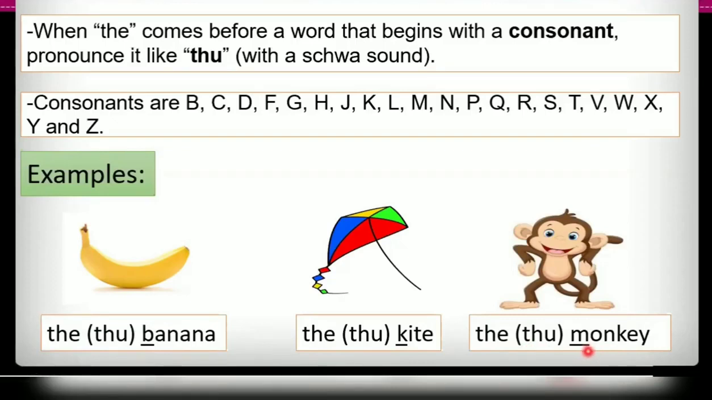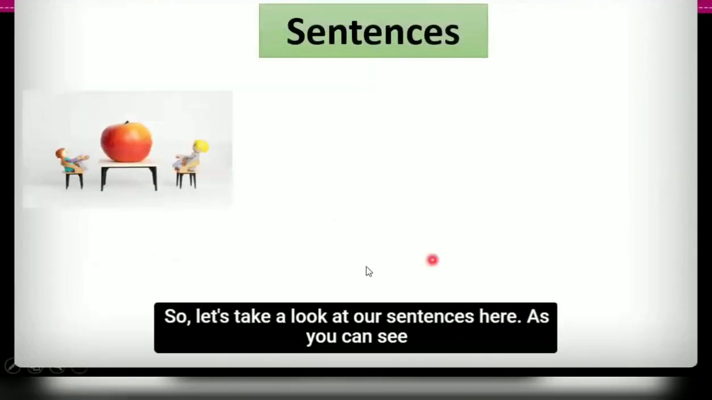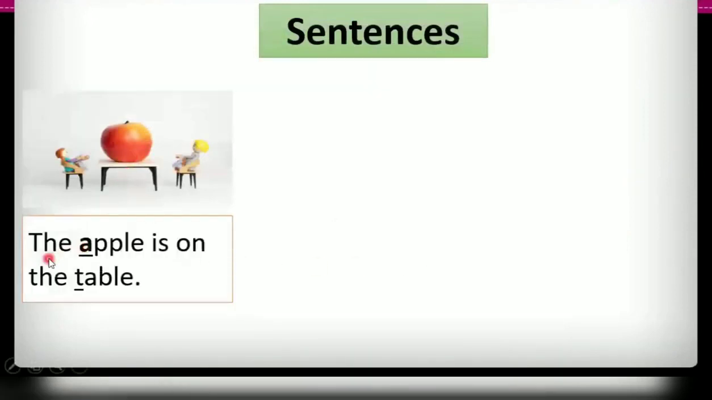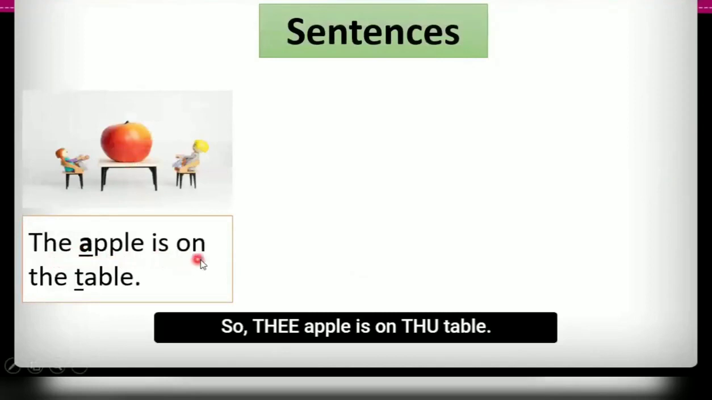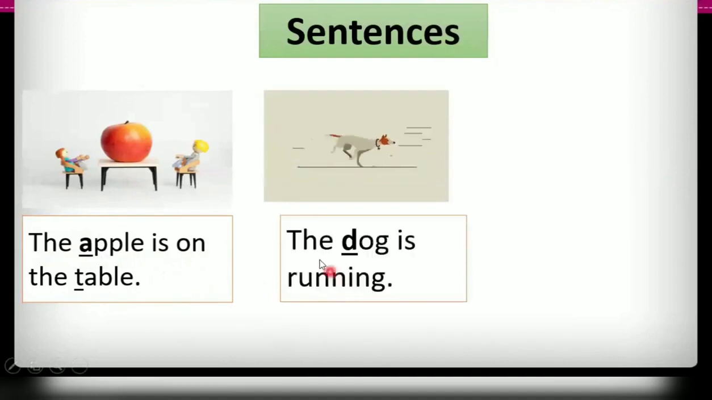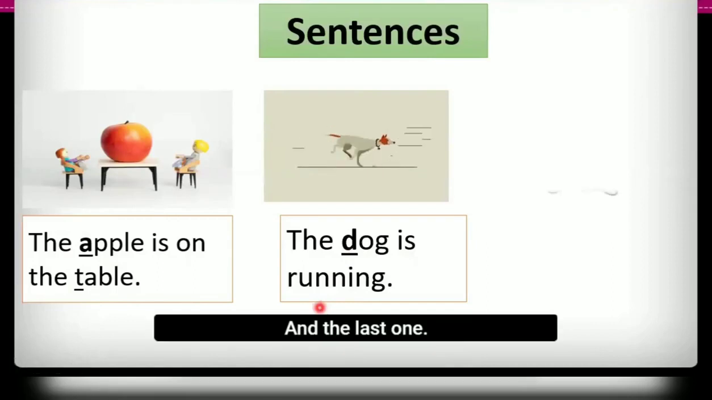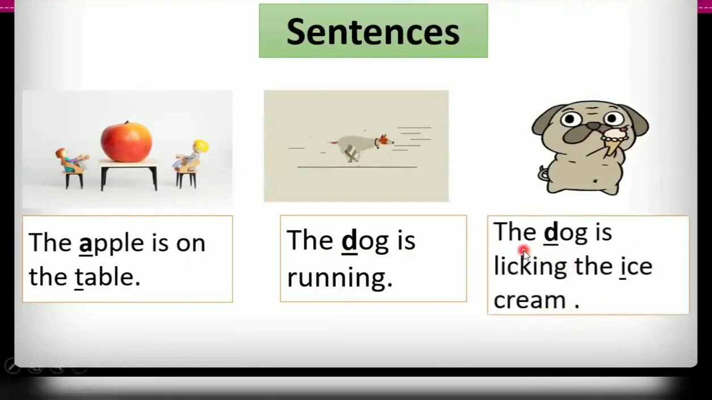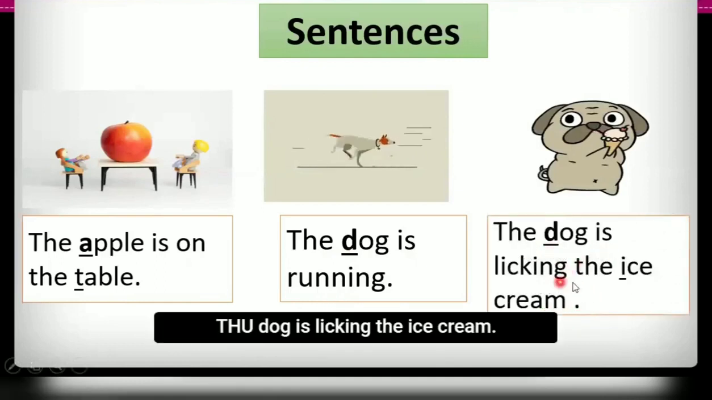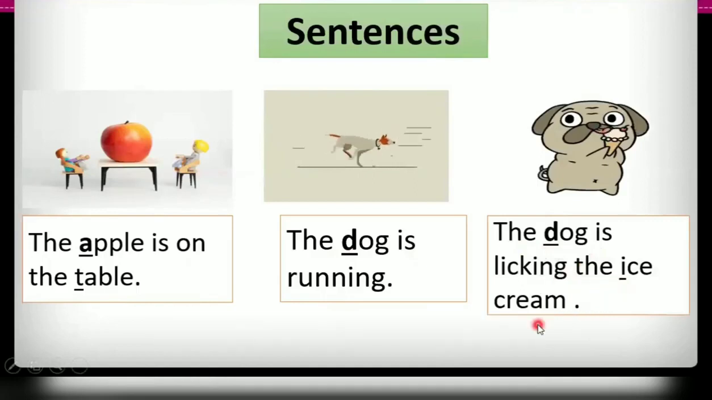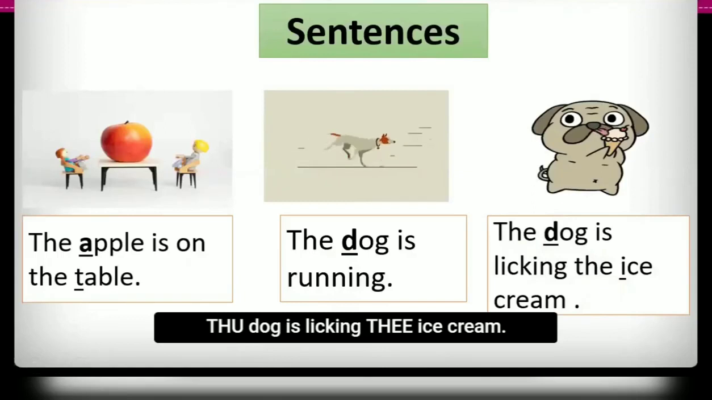Okay, so that's all. Let's take a look at our sentences here. As you can see, we have here an apple. So, the apple is on the table. The apple is on the table. Next one, the dog is running. The dog is running. And the last one, the dog is licking the ice cream. The dog is licking the ice cream.